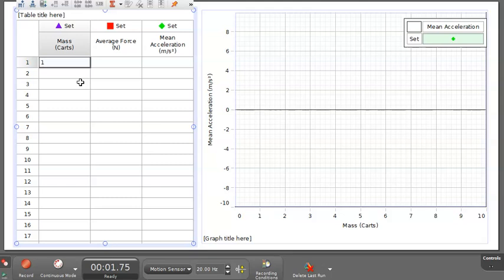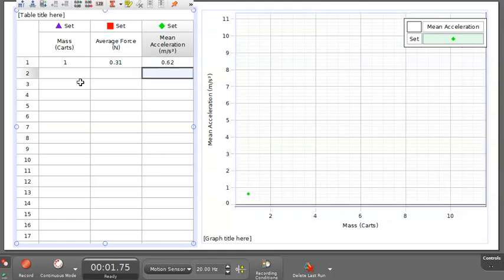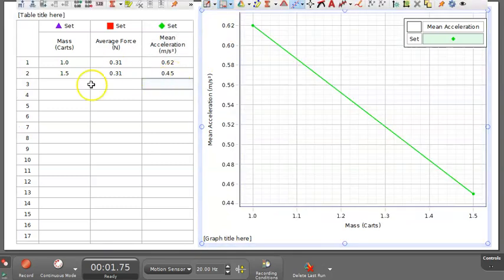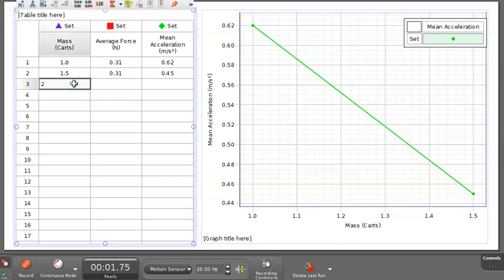Cart mass of 1. We had an average force of 0.31. We had a mean acceleration of 0.62. And there's the data point there. Next, we're going to have 1.5 cart masses. That had a force of 0.31 and an acceleration of 0.45. And there's a line there. Let's go ahead and rescale, and we'll rescale it one more time when we do the next one. 2 cart masses with an average force of 0.31 and a mean acceleration of 0.31.